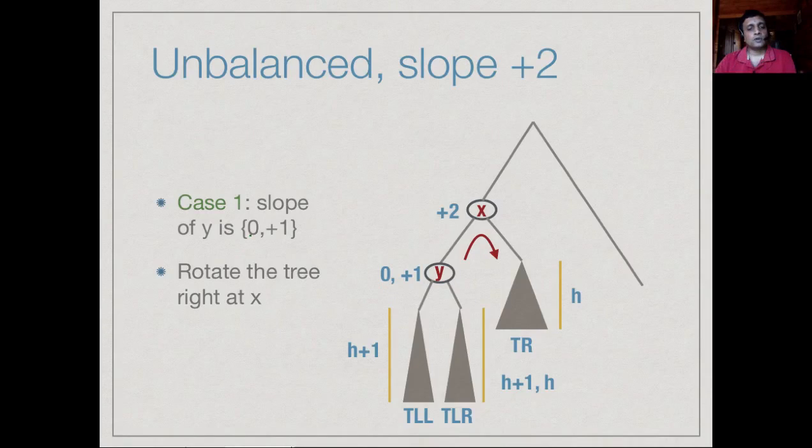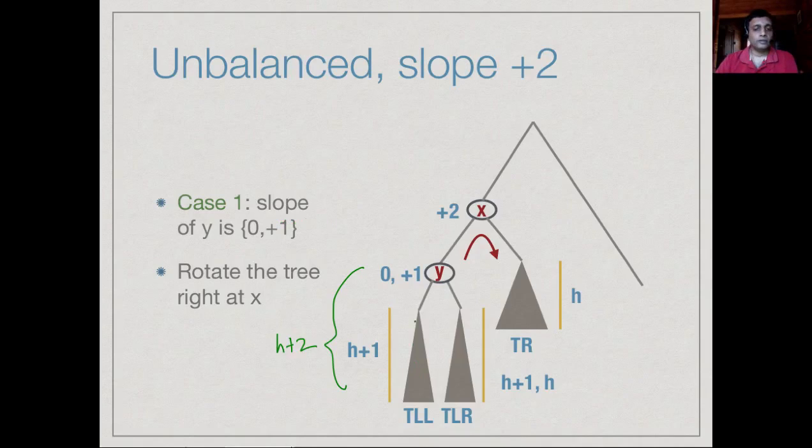Let's first look at the situation where the slope of y is either 0 or plus 1. Remember this whole thing was h plus 2, of which one node is here. So its left child must be at least h plus 1. And because the slope is 0 or plus 1, the right child is either h plus 1 in case the slope is 0, or it is h in case the slope is plus 1.